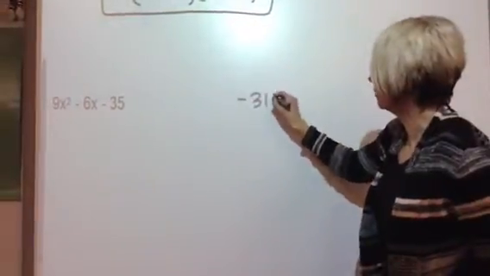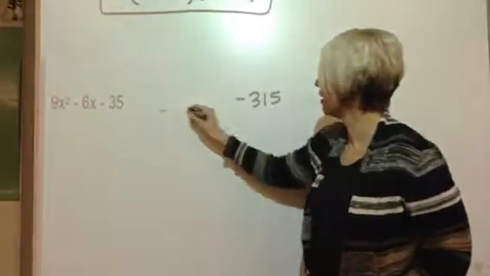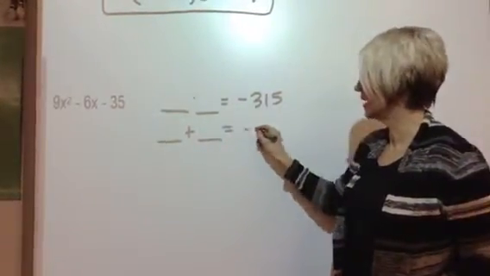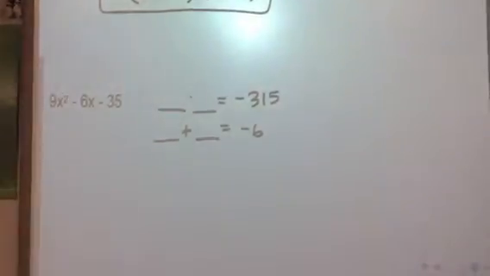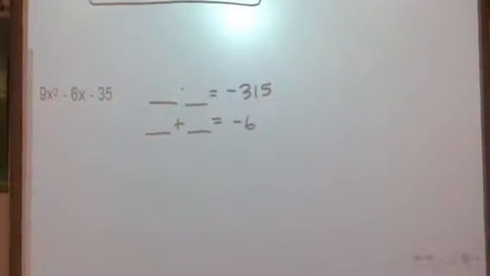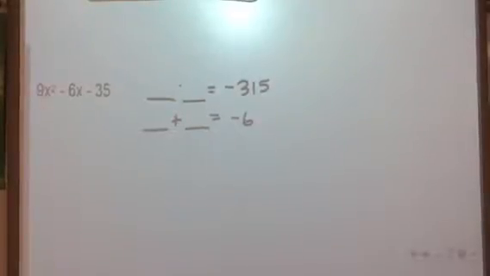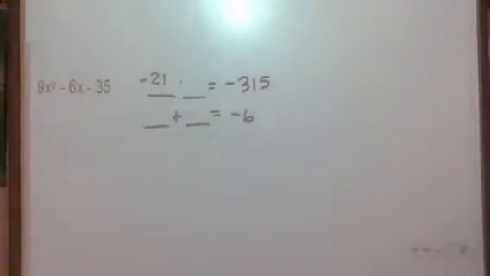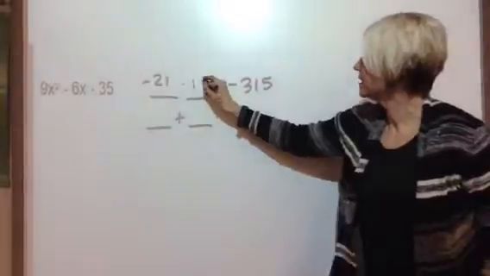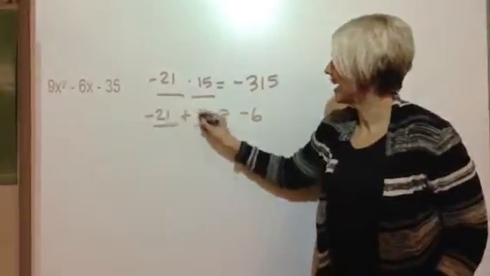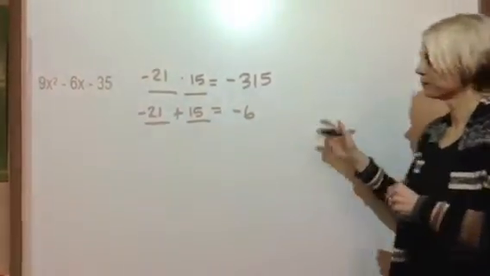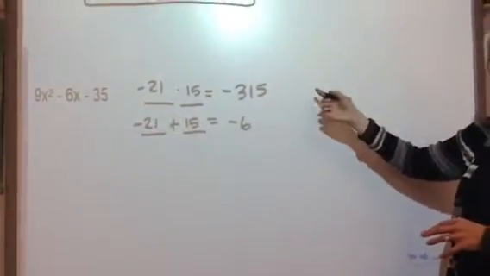negative 315. I'm looking for a product of negative 315 that would give me a sum of negative 6. So that's a very large number, so you're definitely going to want to use your calculator to try and find it. But there is a set of terms. It's going to be negative 21. If you divide by negative 21, you would get a positive 15. And negative 21 added to 15 would be that difference of 6. So very, very big. So remember our AC method we did the other day.